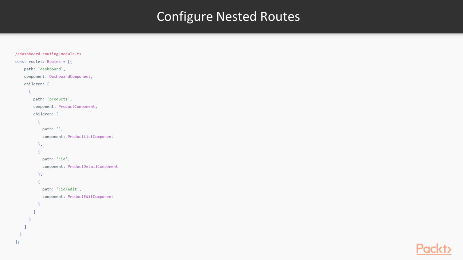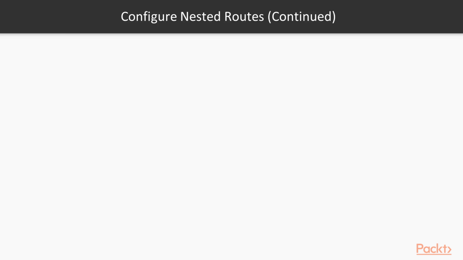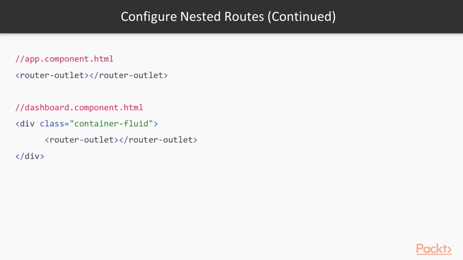I have created the child routes. Products is the child route. And you can also define other nested routes. Similarly, you can see that we have product list, product detail, product edit. So this is how you will define the child routes. But make sure you define multiple nested router outlets. First of all, the parent router outlet will be in the app component, and you have to define the child router outlet inside the dashboard. We also have other child routes, and then you will define the router outlet inside the product component.html file.